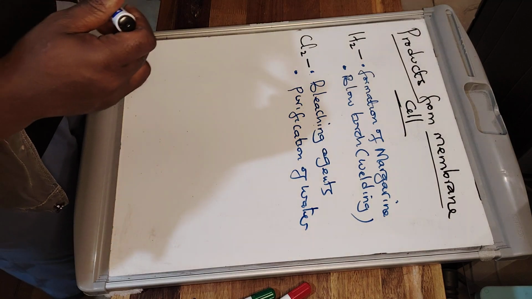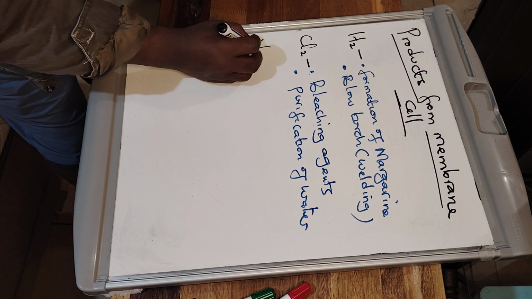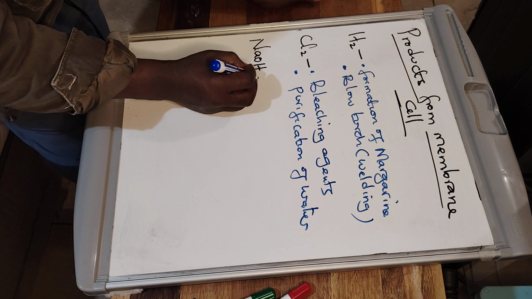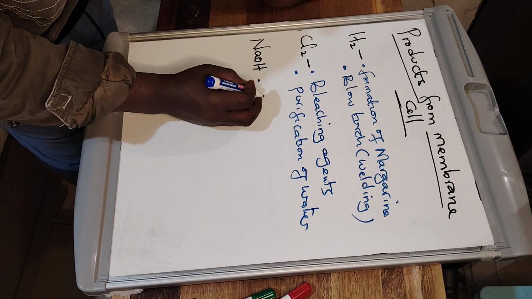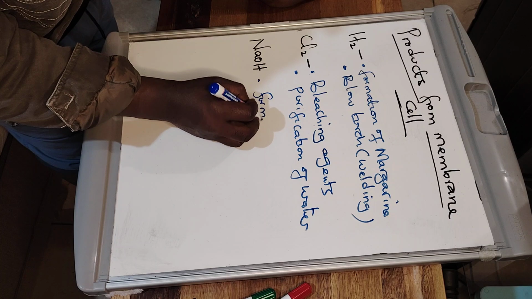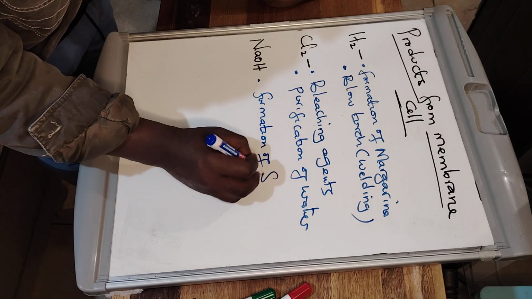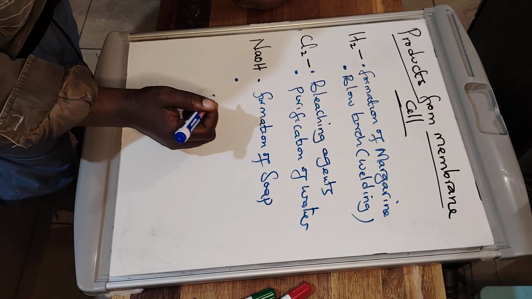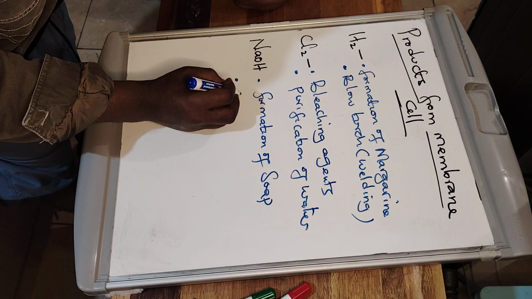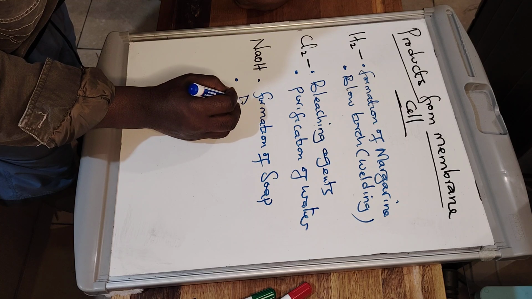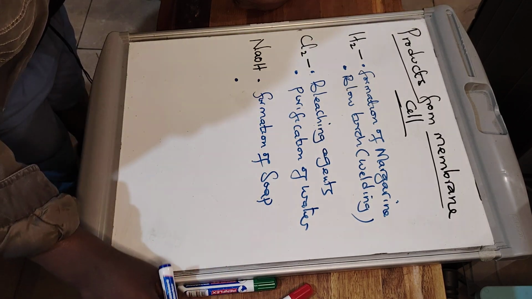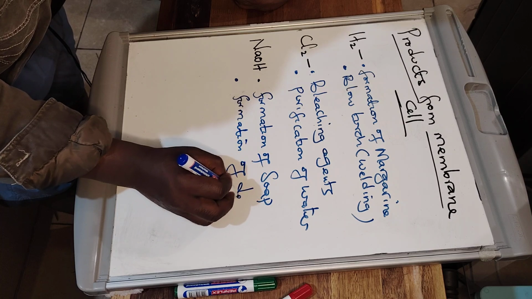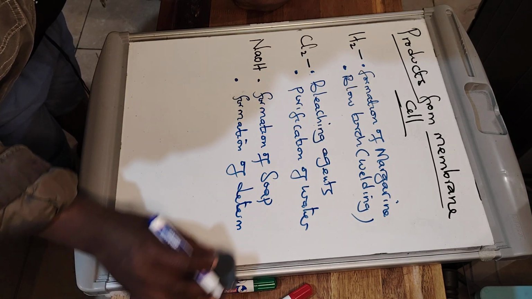Then there's another product, sodium hydroxide. Where do we use sodium hydroxide? We use it in the process called saponification, the formation of soap. And two, we use sodium hydroxide also in the formation of detergents.